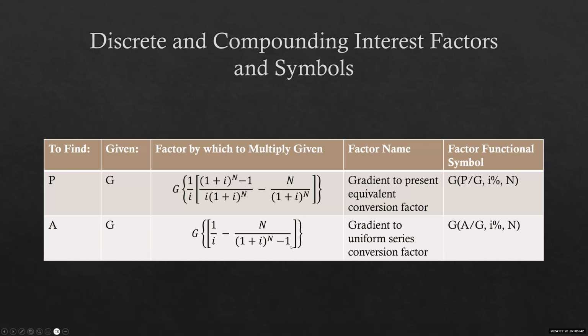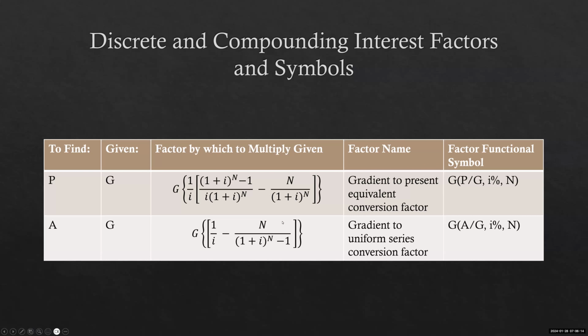Now, we can also convert a gradient to a uniform series. You see the derivation of the equation here. What have we taken out? Well, we've taken out this factor here to find that annuity. Given a gradient, we'll have a gradient amount, and rather than this P given A factor, we have just this 1 over i minus n times 1 over (1 plus i) to the n minus 1. So that same factor down here.